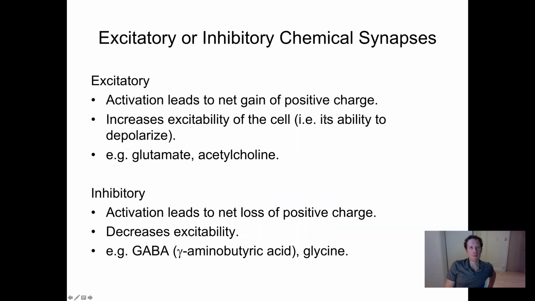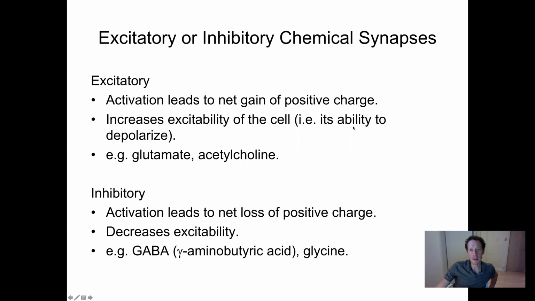Now, there are different types of chemical synapses, and I'll define these as either excitatory or inhibitory. I've already talked about excitatory synapses. In the case of glutamate and acetylcholine, when those receptors open, there's an increase in positive charge that we can then measure inside the cell. That's because sodium is coming in and carrying a positive charge with it. That makes the cell more excitable.